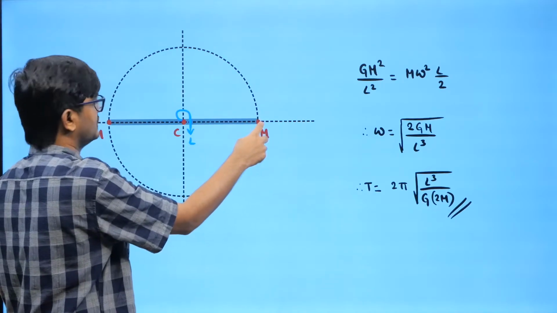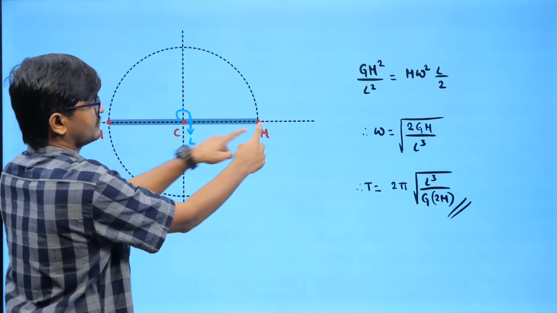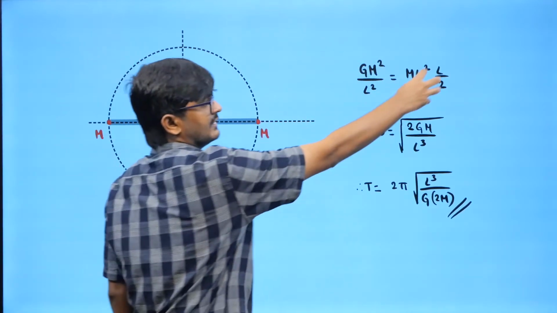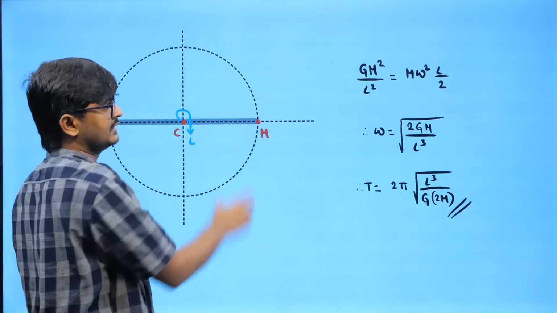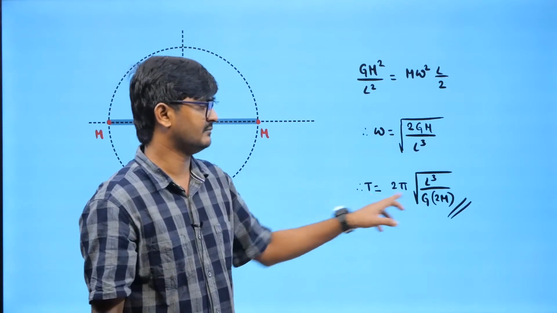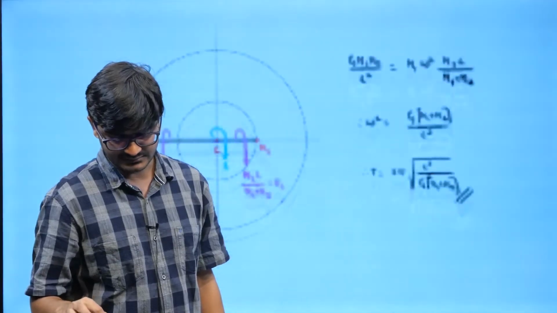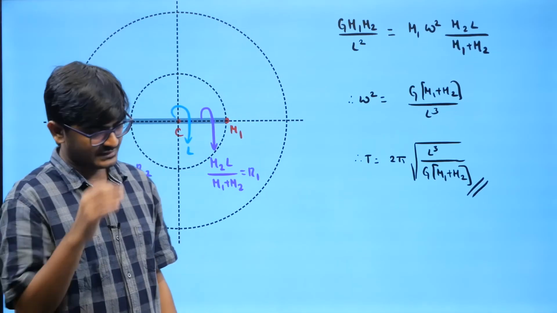So what is the net force on this? G m square by L square. Net force equal to m omega square into its radius, right? So from here I can find omega, I can find time period, right? So similarly for unequal masses, if I do it, it is going to be a little tricky.